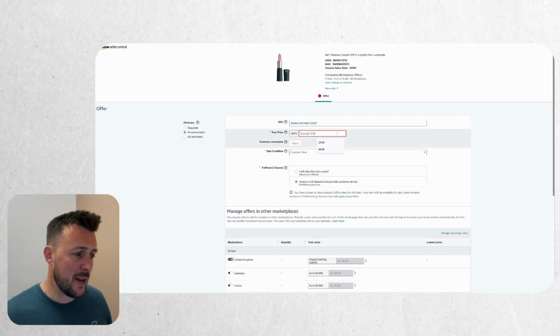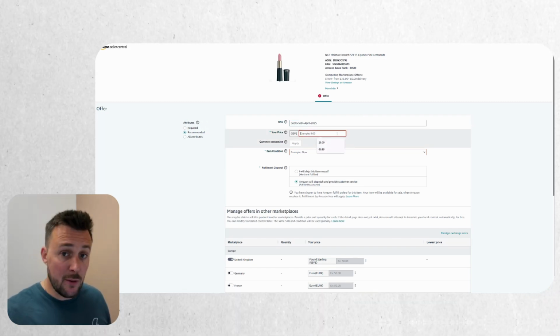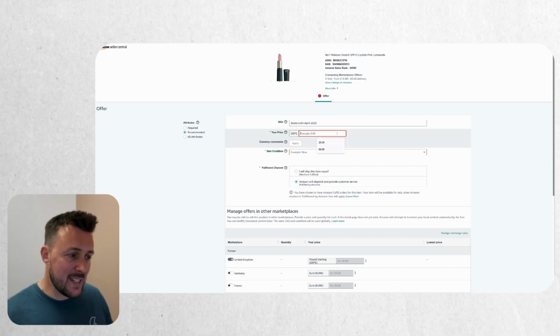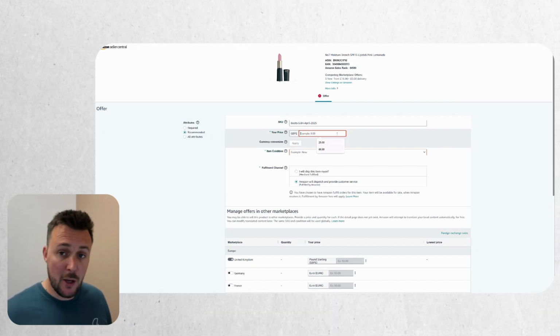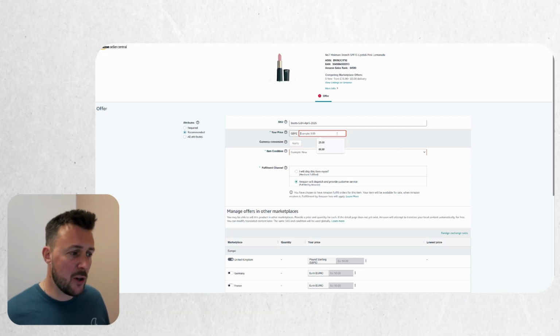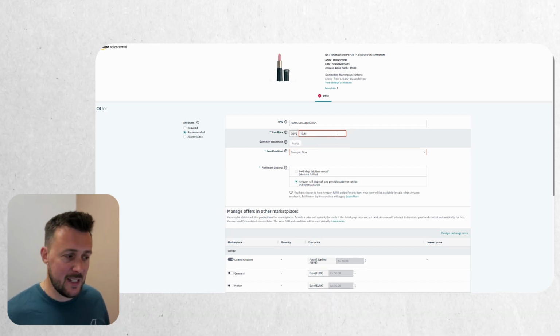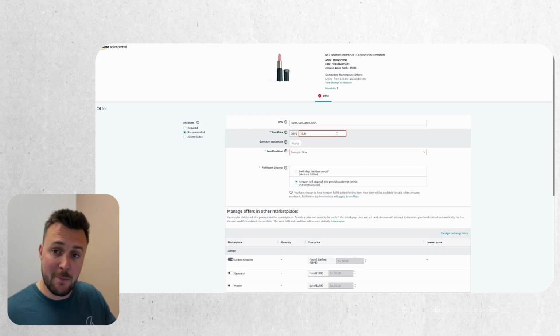Then I can put my price. Now this is how much I want to sell it for. Now I recommend that you match the existing FBA sellers who are already selling the product on the listing. If you remember, we saw 4 or 5 of those all at the same price point at $16.96, so we should absolutely go ahead and match that.